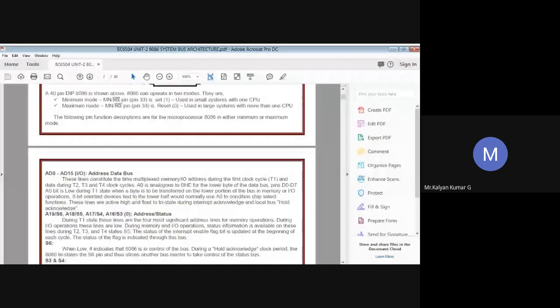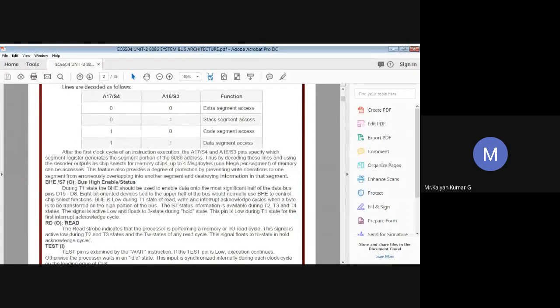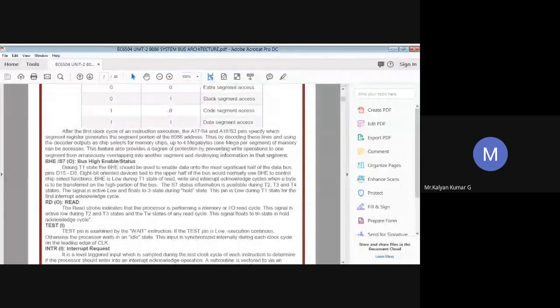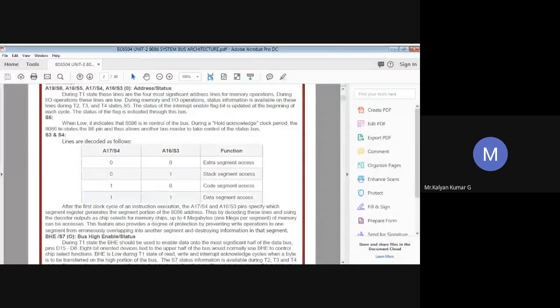So whatever we said will be discussed in detail here. And you should be thorough with this table column, that S3 and S4. As I said, we have status signals S3 and S4. These status signals are used to indicate which segment is accessed during the current bus cycle. So for that purpose, we use the status signals S3 and S4. Depending upon the values, the corresponding segment register will be selected.